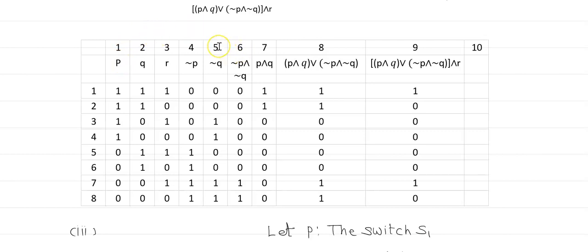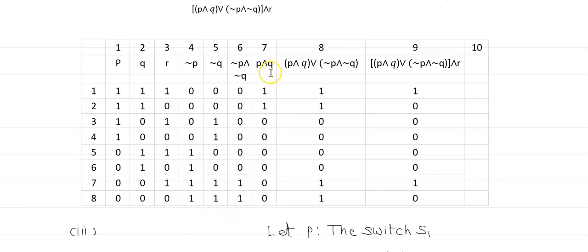Now the next column is column number 5. It's a negation of column number 2, that is 0, 0, 1, 1, 0, 0, 1 and 1. Next we perform the conjunction between column number 4 and 5, that is the AND statement: 0 and 0 is 0, 0 and 0 is again 0, 0 and 1 is 0, 0 and 1 is 0, 1 and 0 is 0, 1 and 0 is 0, 1 and 1 is 1, 1 and 1 is 1.